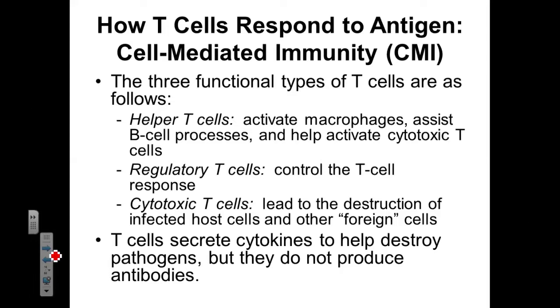All of these T cells secrete cytokines. These cytokines are going to help to destroy the pathogens, and it's also worth mentioning that the T cells do not produce antibodies directly. All antibody production is done by the B cell lines. The T cell lines will release those cytokines to destroy the infected cells. So if a human cell is infected with a virus, a cytotoxic T cell will approach the infected cell, and the cytotoxic T cell will release cytokines and cause the infected human cell to be destroyed.